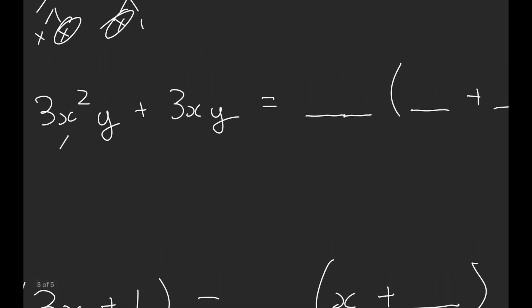So in this case, let's just split this up into parts. I'm going to teach you the 1-step method first. So now we have 3, we have x, and we have y. Here we have 3, we have x, and we have y.